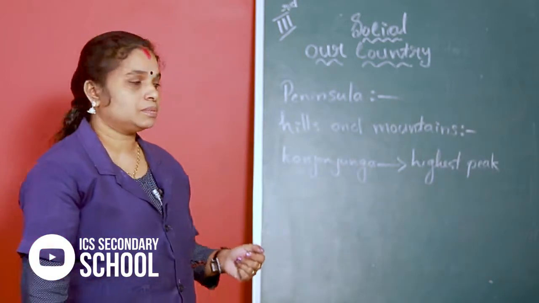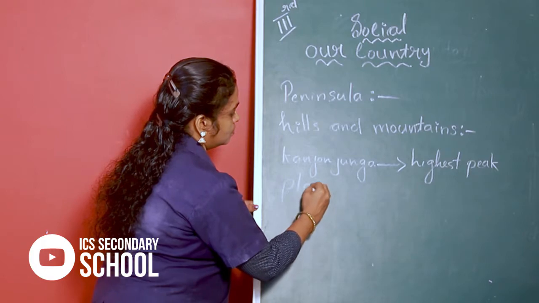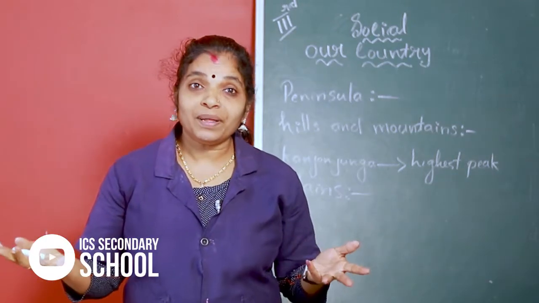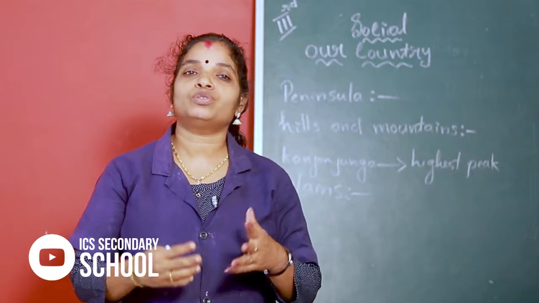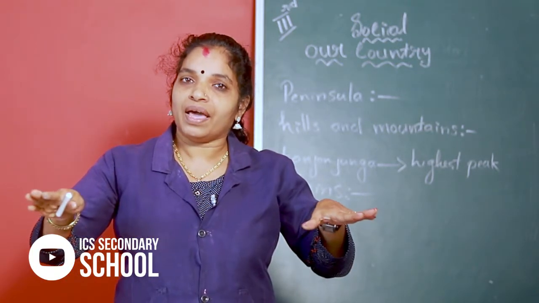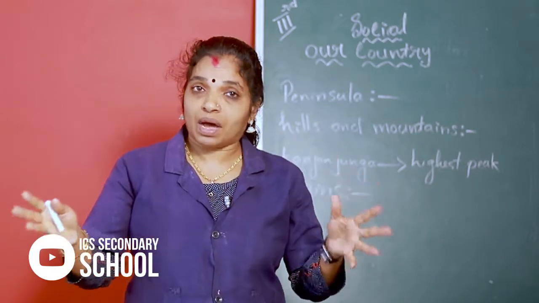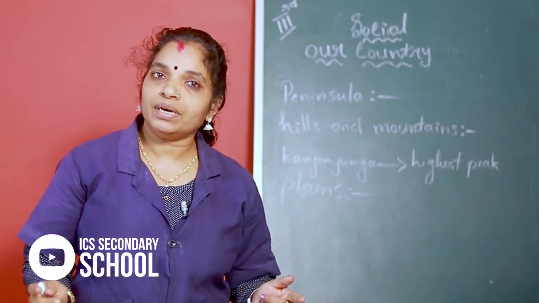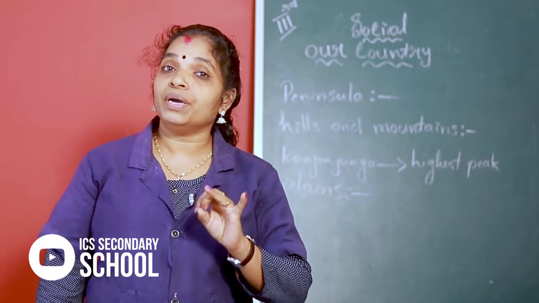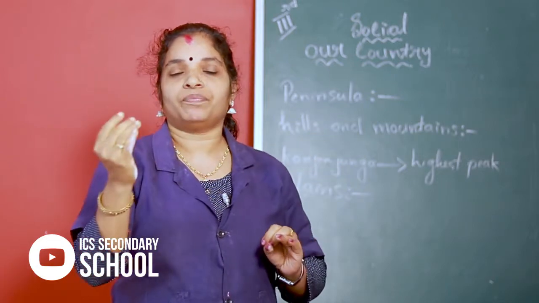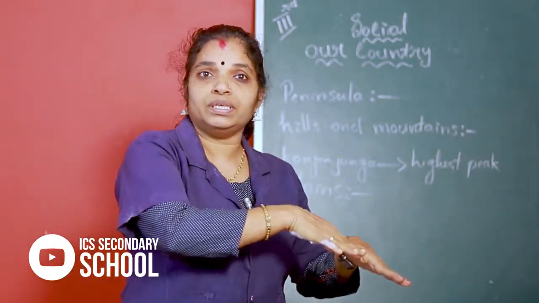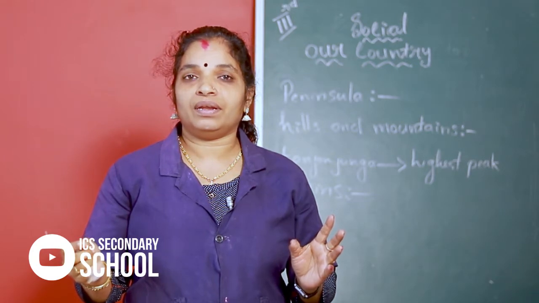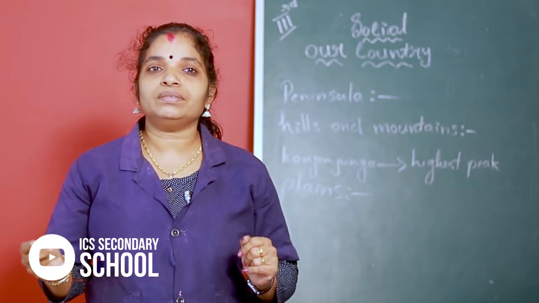Next point, plains. Do you know plains? Yes, many parts of our country have flat and level land. These areas are called the plains. Ganga and Yamuna flow through these plains, and these rivers have made the land fertile. Thus, food grains are grown here.